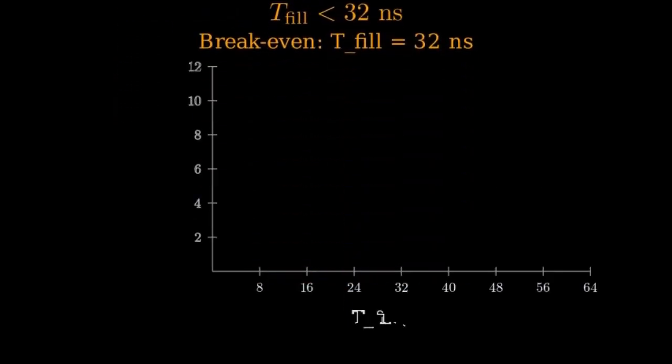Let us see this graphically. On the horizontal axis is T_fill in nanoseconds, the time to fetch a 64-byte line from level 2. On the vertical axis is cost per store in nanoseconds. The red horizontal line is write-through at 8 nanoseconds. The green line is write-back, which rises with slope 0.2 as T_fill increases.